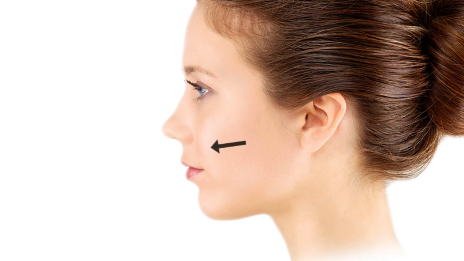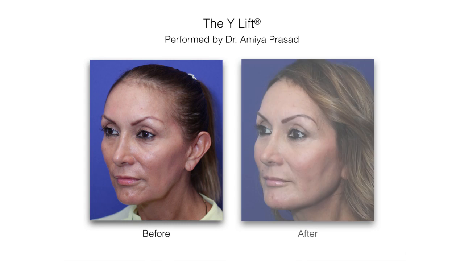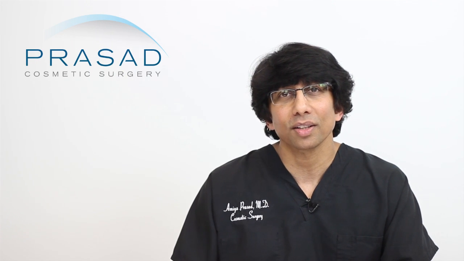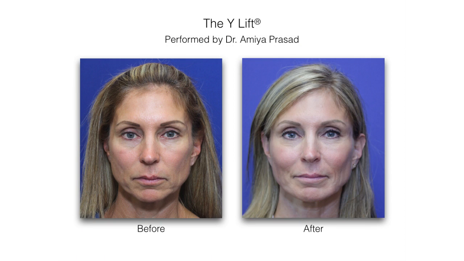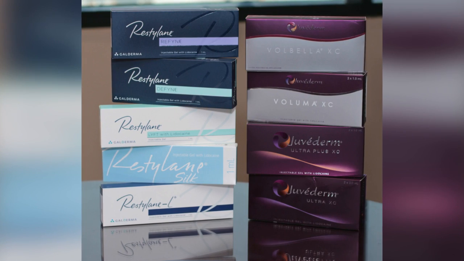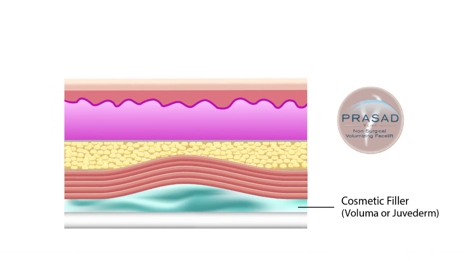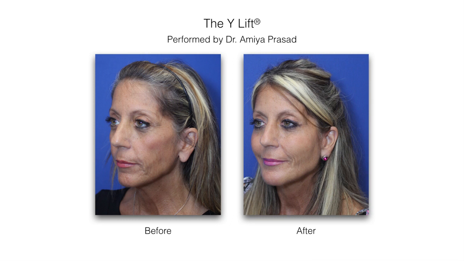The nasolabial folds or parentheses lines appear to deepen due to volume loss associated with aging. The nasolabial folds can be improved indirectly by adding volume to the cheek as well as to the mid-face. I add volume to these areas using a technique called structural volumizing, also called the Y-lift, where thicker hyaluronic acid fillers are placed at the bone level, which is below the muscle layer. This method restores volume where volume loss is most significant, which is at the bone level.